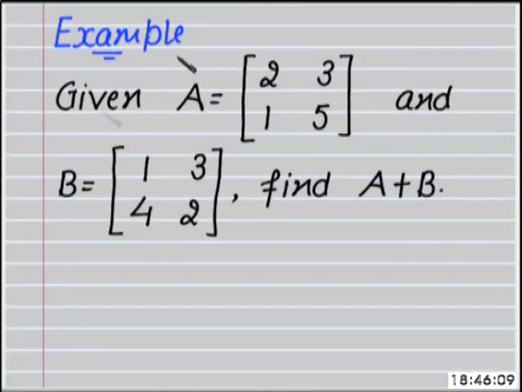Now let's see an example. Given matrix A whose first row elements are 2, 3, second row elements are 1, 5, which is a square matrix of order 2, and matrix B with first row elements as 1, 3, second row elements as 4 and 2, which is a square matrix of order 2. Then find A plus B.